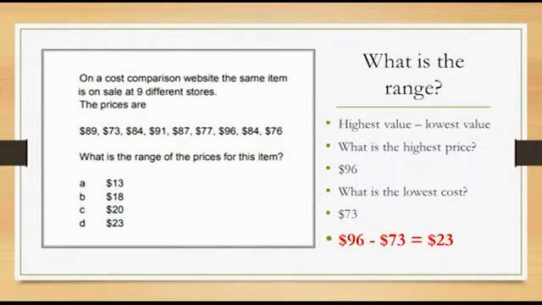So we simply subtract 73 from 96, giving us $23. So the range of prices, what we're saying, the difference between the highest and the lowest price is $23. So the range is $23.